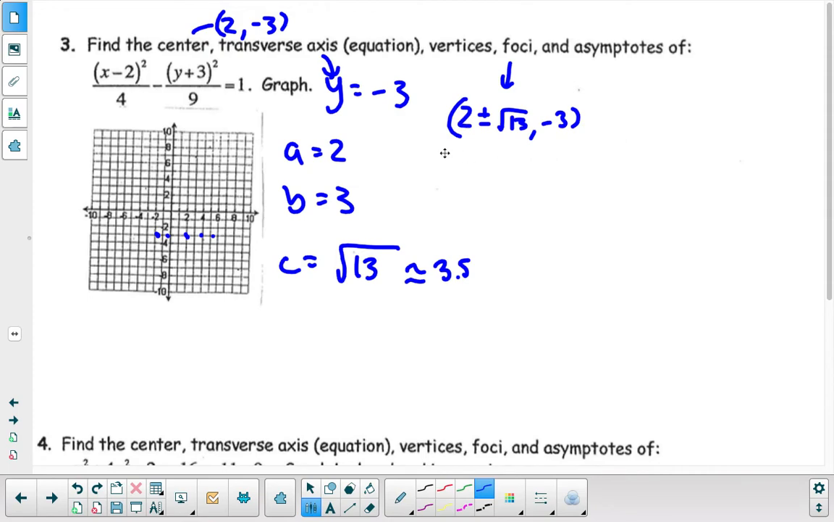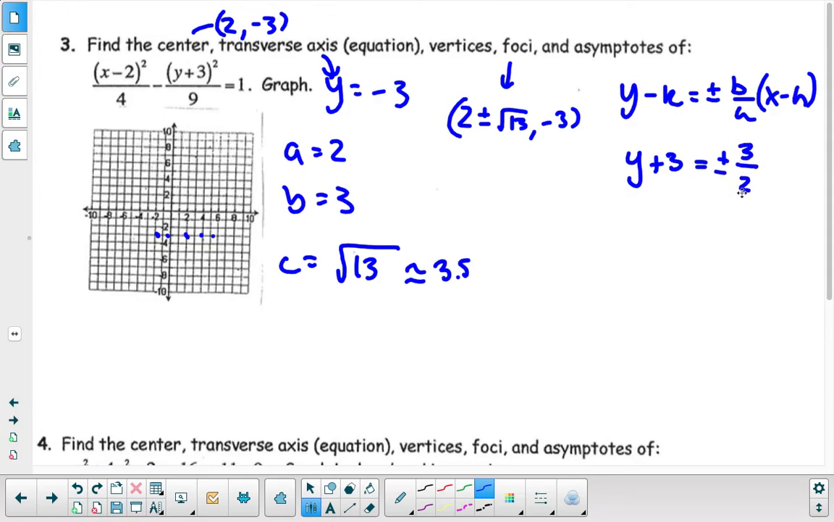The asymptotes, it's opening just like case 1a. So it's going to be y minus k equals plus or minus b over a times x minus h in parentheses. And we are good to go. So y minus k is y plus 3. This is x minus h as well, so you just have to take this entire binomial and swap it out. Plus or minus b is 3, a is 2.